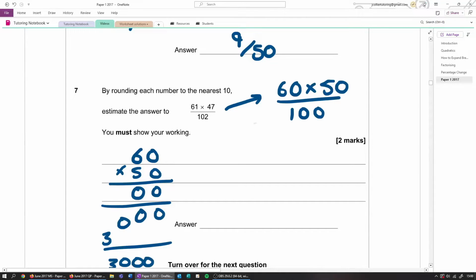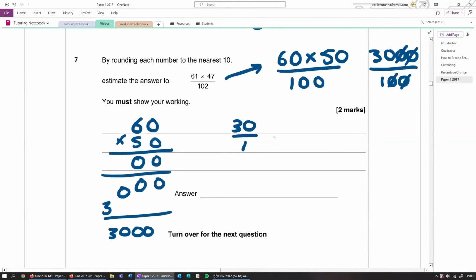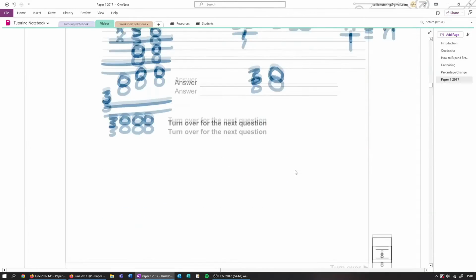However, we can't forget this was 3,000 over 100. Let's divide the top and bottom by 10, then by another 10, and we get 30 over 1. Any number over 1, that just means 30 divided by 1 is just 30. And in general, any number n over 1 is the same as n. So we have the answer of 30.